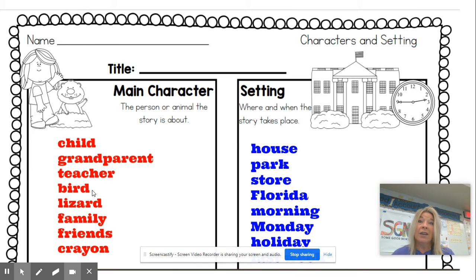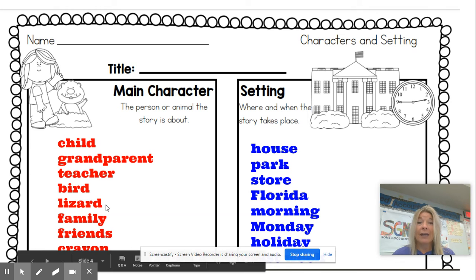Birds can be characters in a story, even a lizard. Those would be the what the story is about. And those can be like humans. You could read a story where a bird talks or a lizard has some thoughts, but they are the characters in the story.